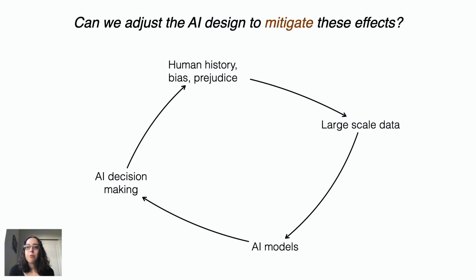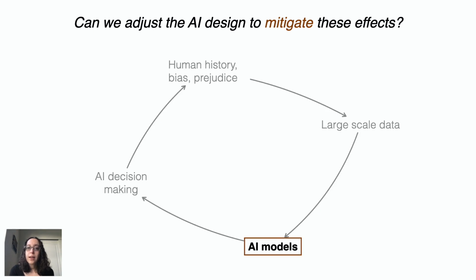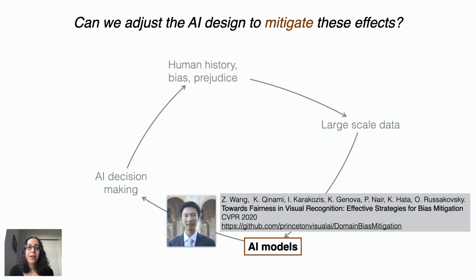So, a research question that we've been asking in my lab is, can we adjust the AI design to mitigate these effects? And there are different places where we as researchers can intervene. So for example, we've been looking at AI models, and I want to give here a very special shout out to our main conference paper this year, CVPR conference paper on mitigating domain bias. And so this is work led by Zheyu Wang. Very welcome to check it out if you are interested. And then we also have several other works coming out shortly.